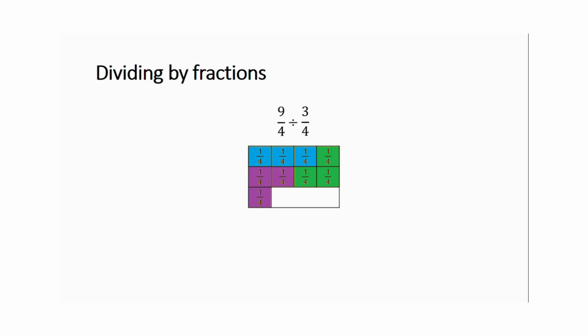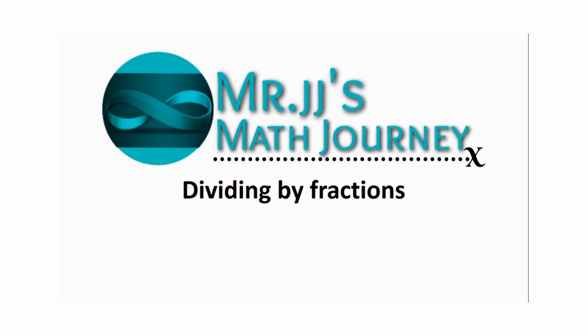And if we follow the mathematical algorithm, take the reciprocal of 3/4 is 4/3. Division becomes multiply, and our numerator is 9 times 4 equals 36, and denominator is 4 times 3 equals 12. And 36 divided by 12 is really 3. So that's how dividing by fractions looks visually and mathematically.